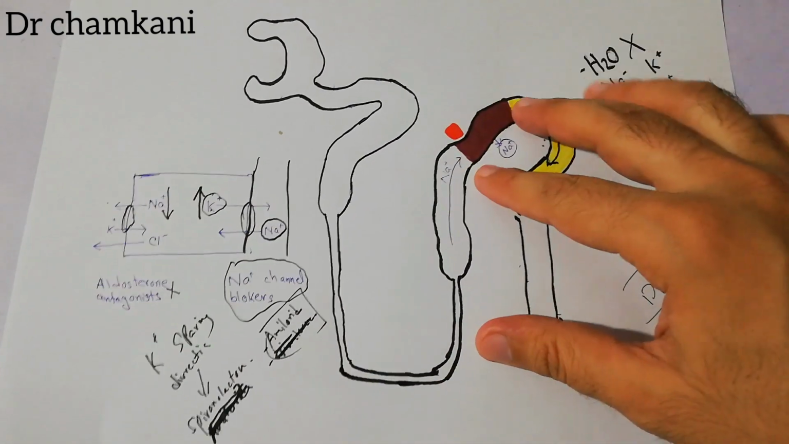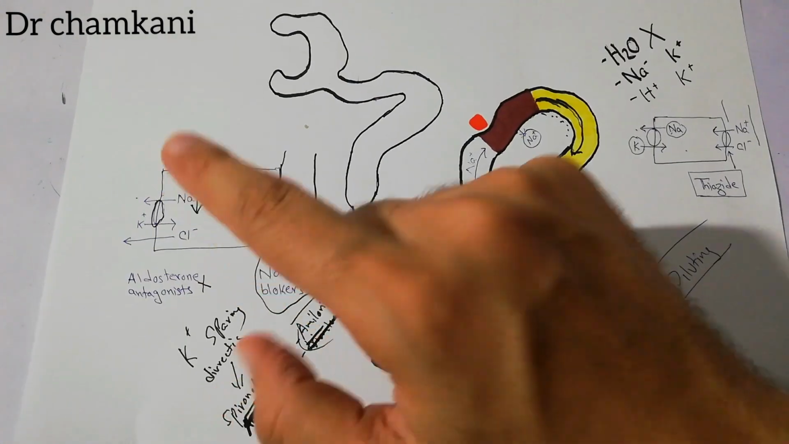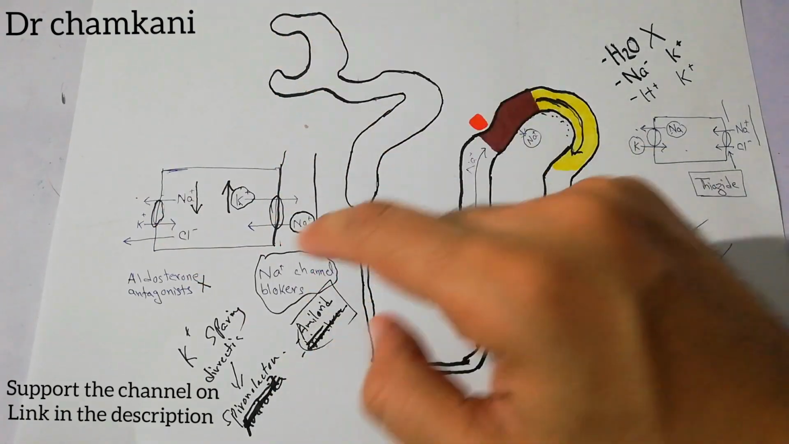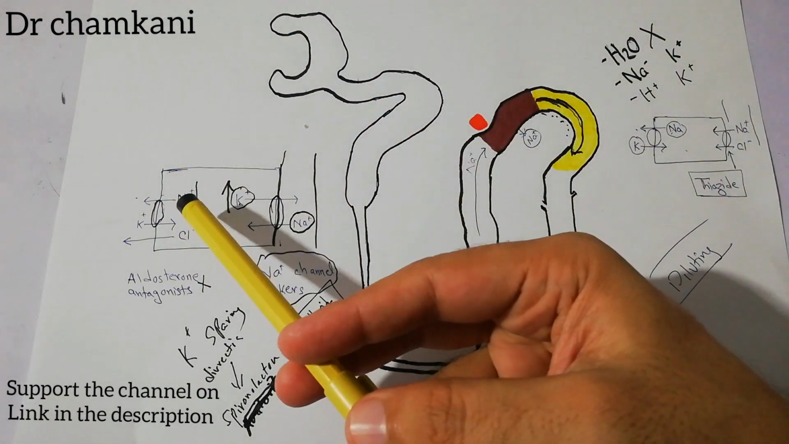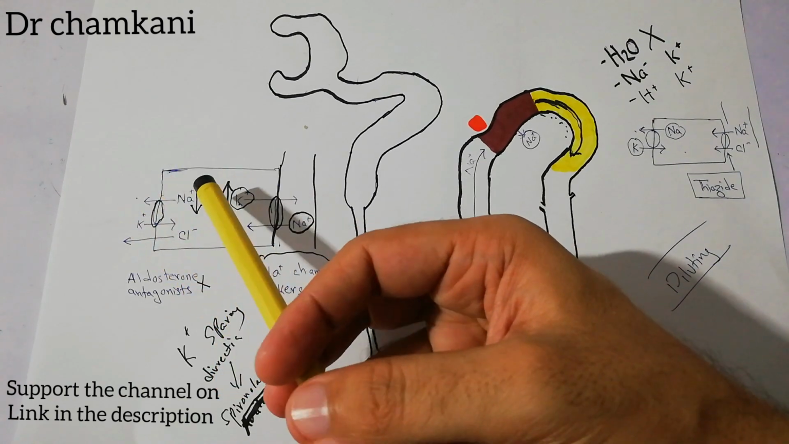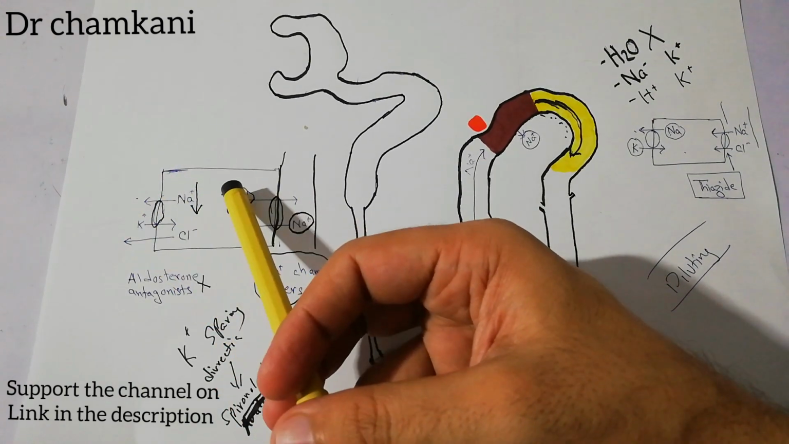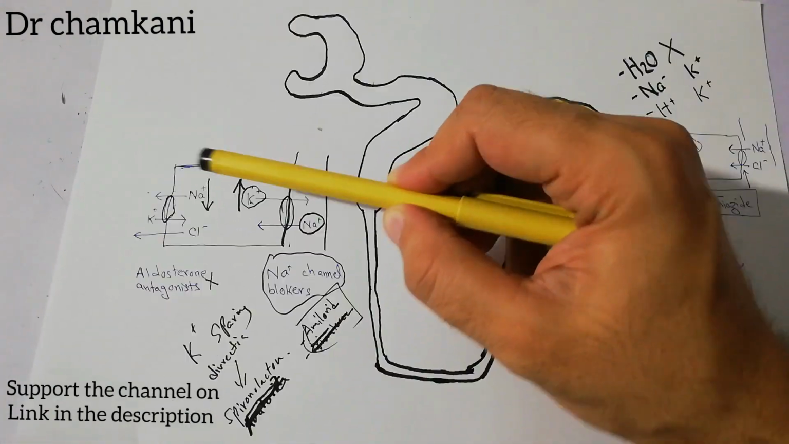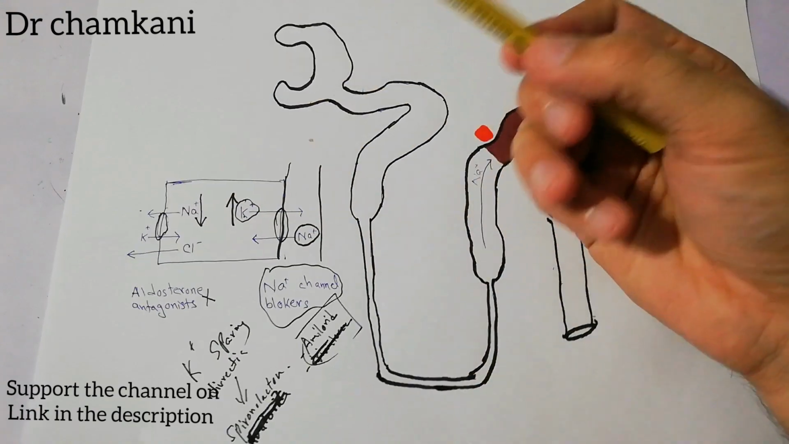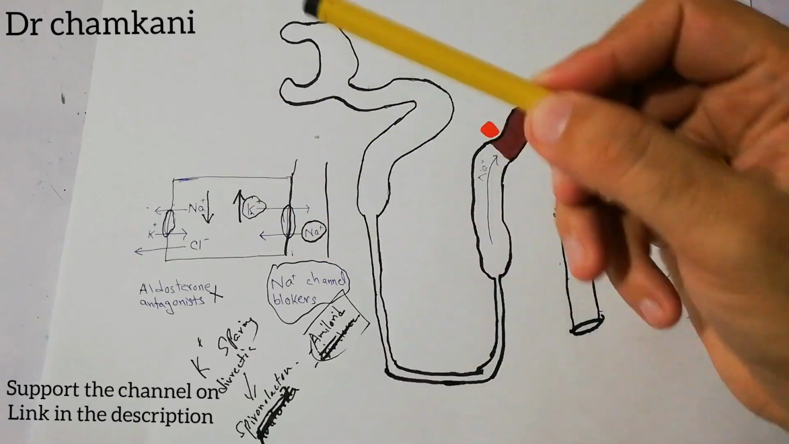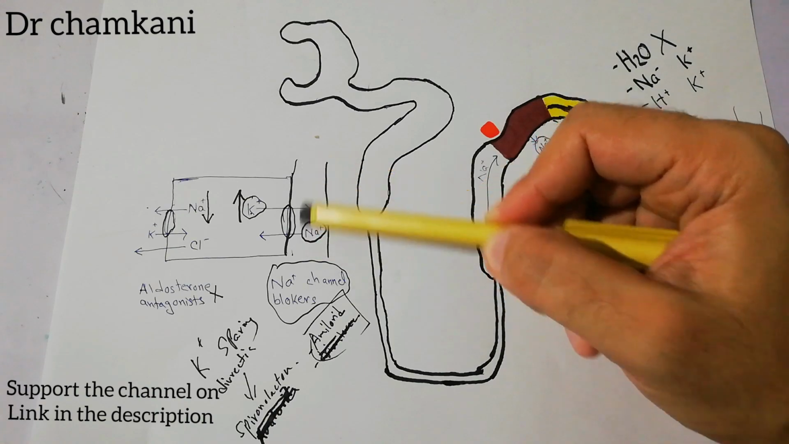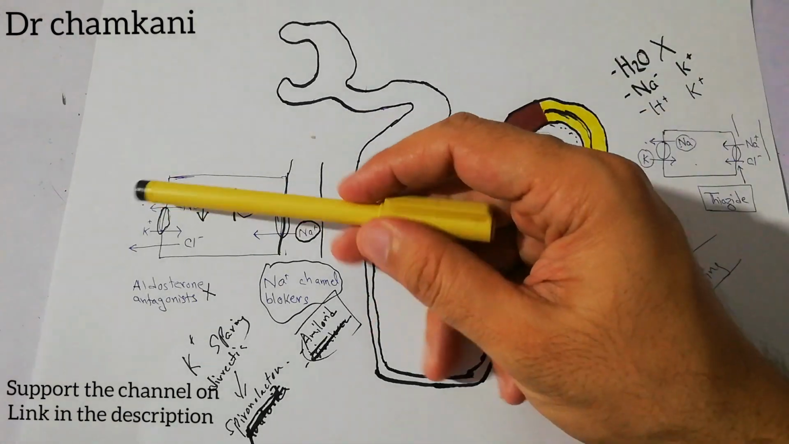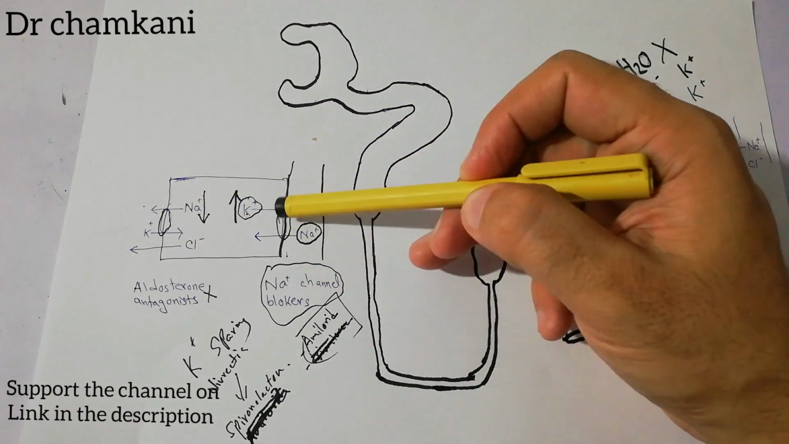Now the principal cells have two different channels. One is the sodium potassium pump, the other is the sodium channel. The sodium potassium pump continuously throws sodium out of the cell and brings potassium into the cell. So it continuously increases the concentration of potassium in the cell, and continuously decreases the concentration of sodium in the cell. When the concentration of sodium decreases in the cell, the sodium present in the lumen starts getting reabsorbed into the cells and moves towards the peritubular capillaries. But this movement is with the help of sodium channels.